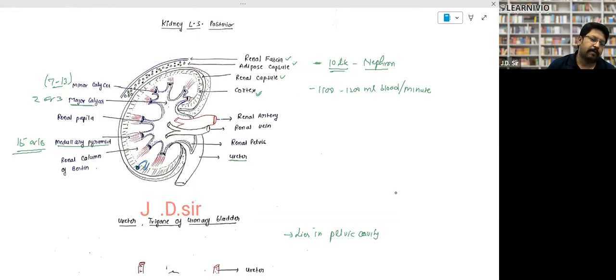Now this is the diagram of kidney. It is lateral section of the kidney and it's anatomical diagram. Look, there are certain covering which cover the kidney and for sake of protection, the function is they cover the kidney for sake of protection. So outermost cover is known as renal fascia, right?